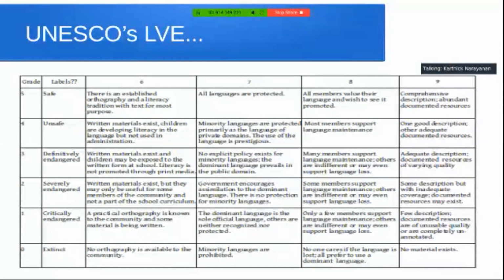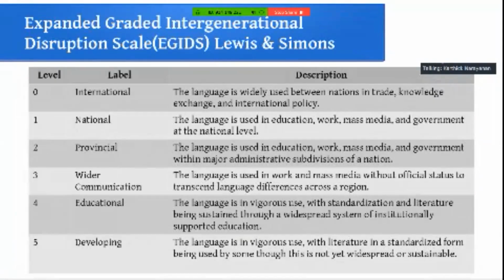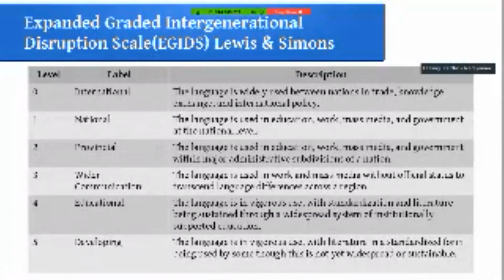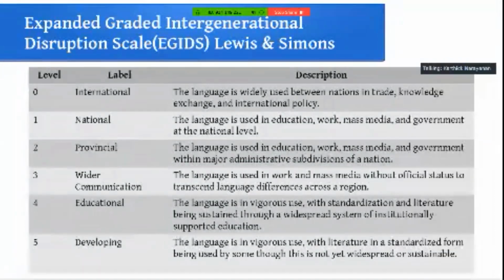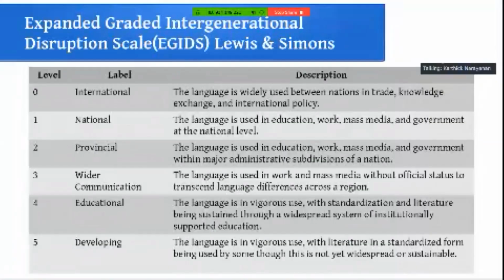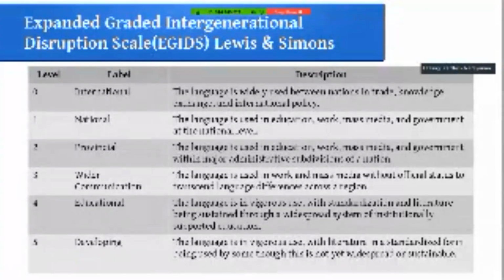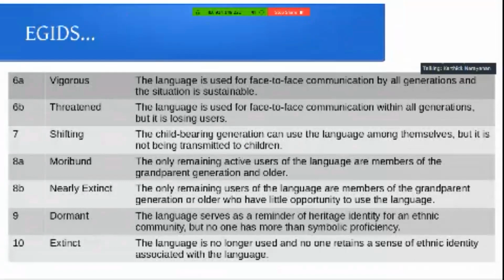So this is UNESCO. This is one of the most readily available scales that you find in India, on the web. The next one is Ethnologue. A lot of linguists and a lot of people who research languages have actually seen Ethnologue. You find a small row in the language information called language status. Ethnologue has 11 statuses, classified from level 0 to level 10, with A and B sublevels.